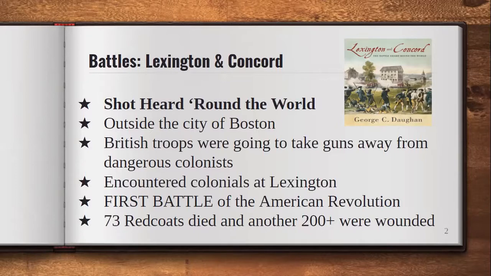Now, while 73 redcoats died and another 200 plus were wounded, this made an impact on the British. They really thought they were just going to march right into Lexington and Concord, take the colonists' weapons away, find their hiding places, and that was going to be the end of it. But in reality, the colonists knew they were coming and were ready for them. So this sort of alerted the British that the colonists weren't messing around. Questions on Lexington and Concord?